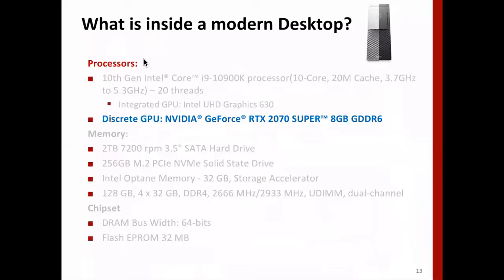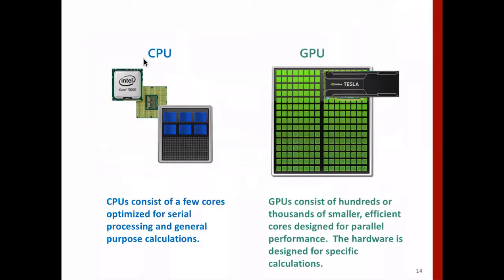Okay, and then next that we see here is the GPU, the graphic processor unit. This is an old name, but in general, this is a processor designed for a specific task, right? Okay, so let's look at the difference between CPU and GPU.